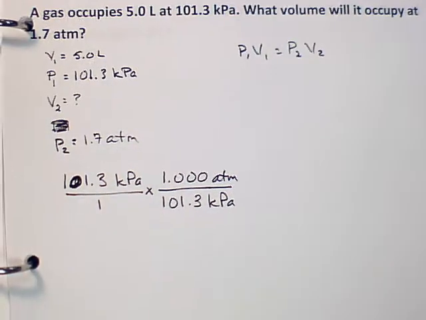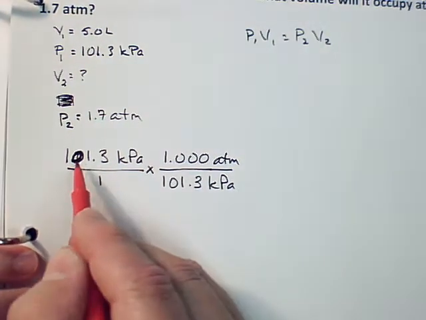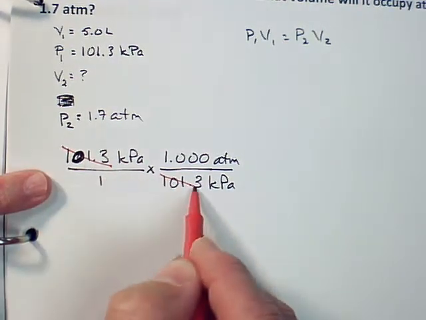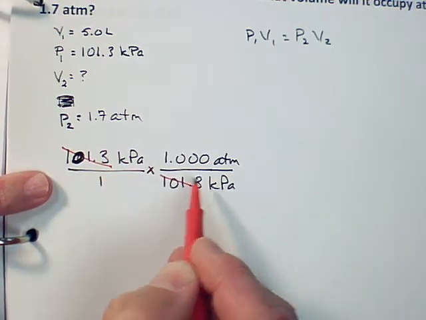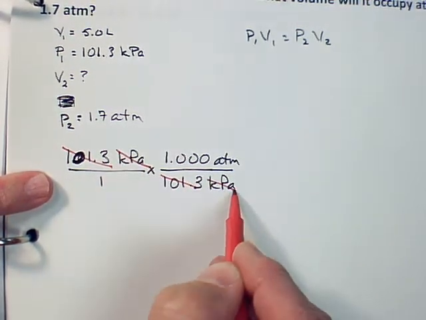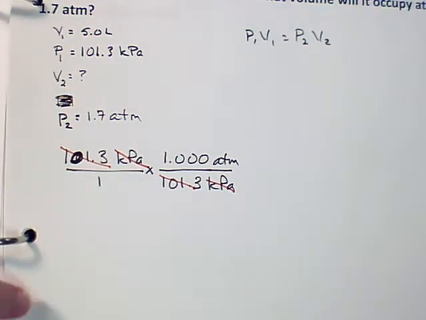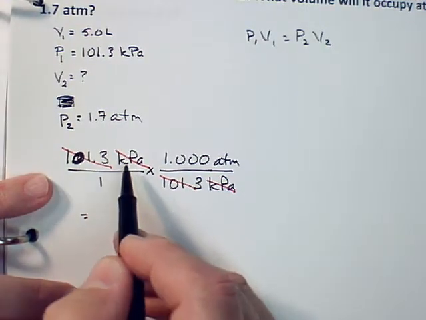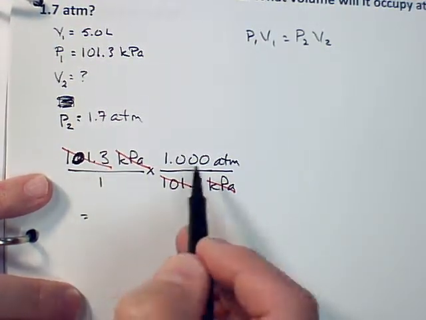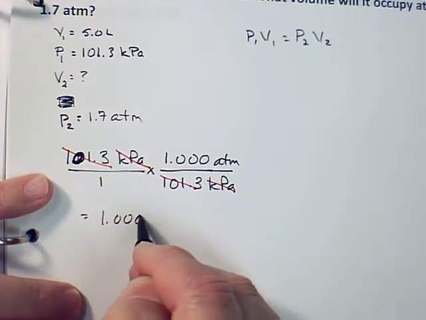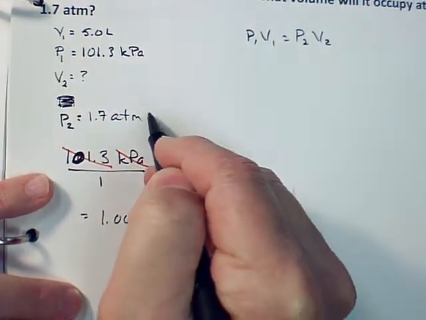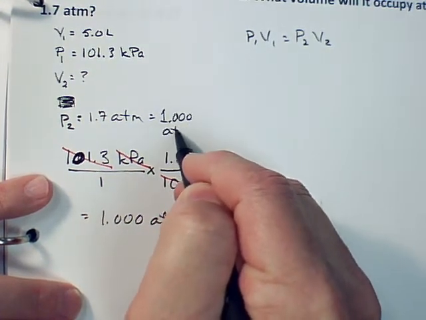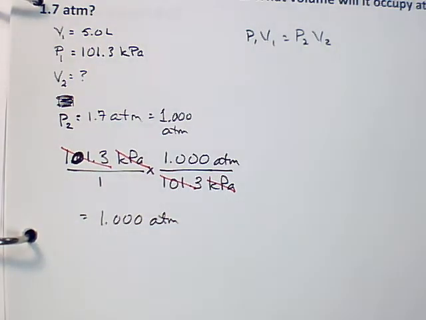Okay, well, I've set it up so it's really easy for you because 101.3 and 101.3 are the same thing. They can cancel out. The units of measurement, kPa, are the same on top and bottom. Those can cancel out. And so all we're left with is 1. So now we know that this 101.3 kPa, well, we cancel that. It's only 1 atmosphere. So this now we can say is 1.000 atmospheres. So now we're ready to plug in.